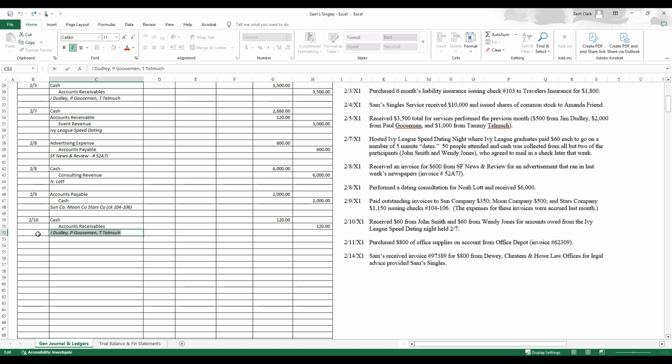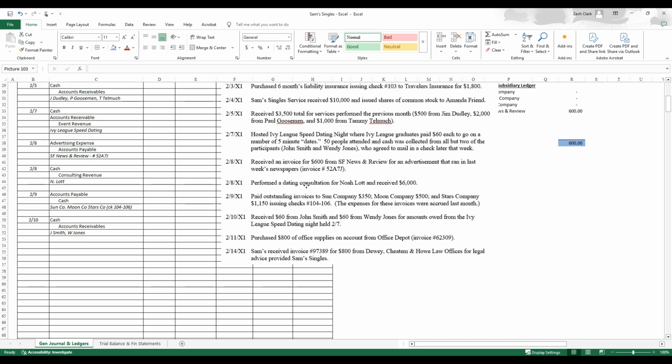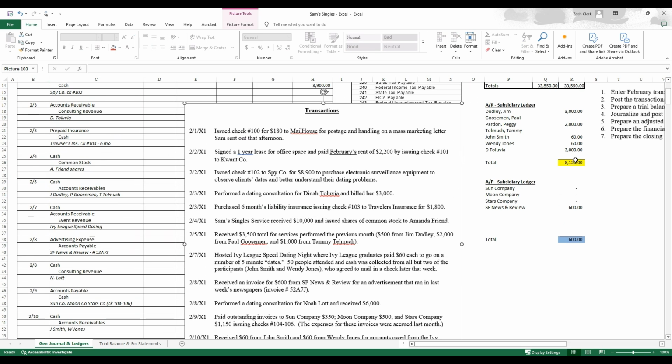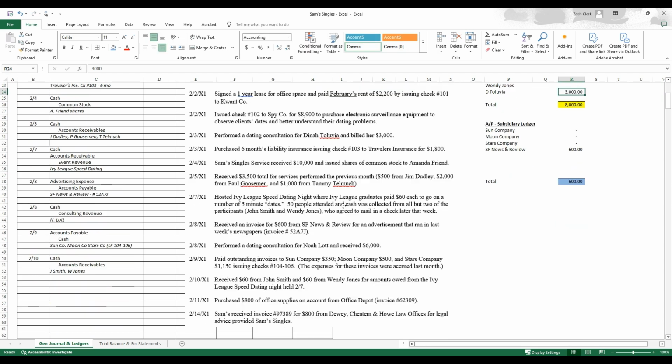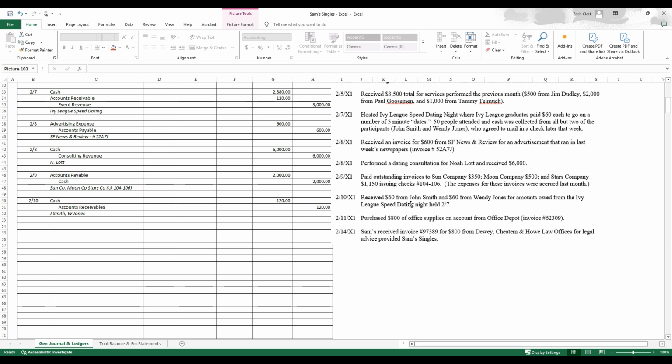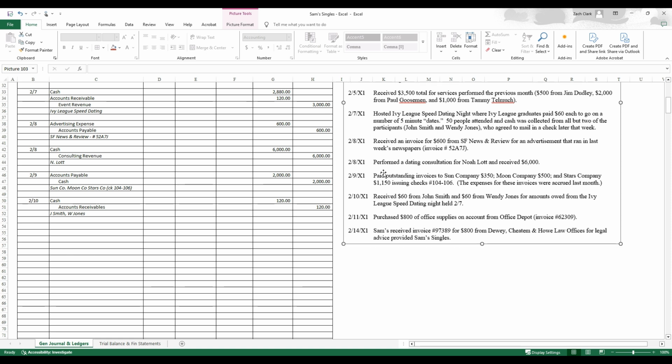And this is going to be coming from J. Smith and Wendy Jones. And then we're going to go back to our subledger. We always want to have this updated. So J. Smith and Wendy Jones, they don't owe us anything else at this point. So that's good. Good to be paid.